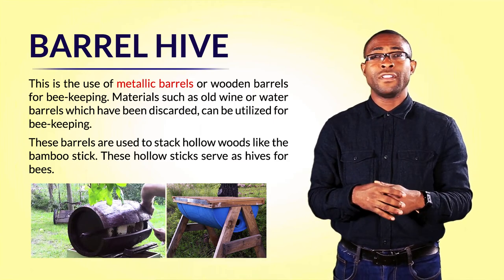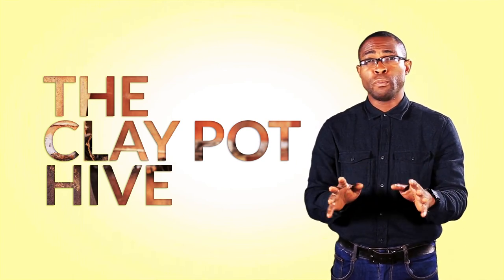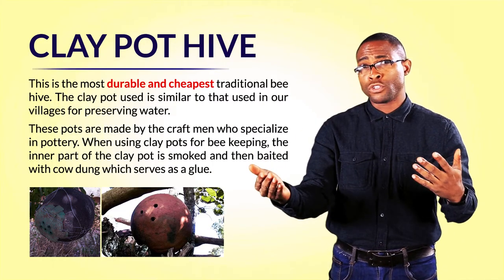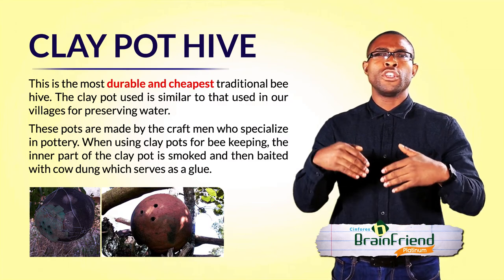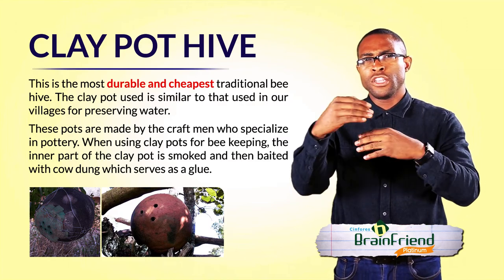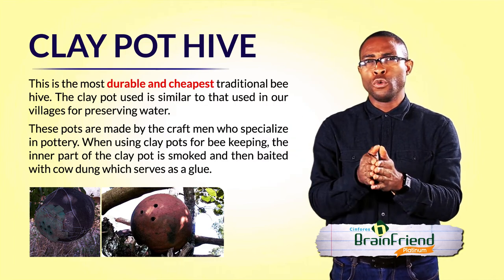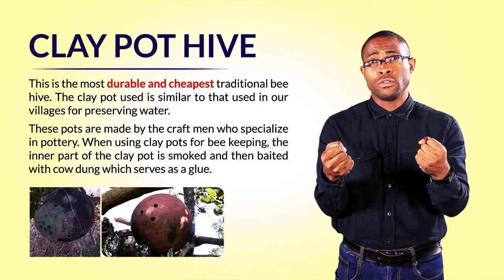Now, going further, we have the clay pot hive. I'm sure you must have seen grandma's clay pot. That's how the clay pot looks like. The clay pot is the most durable and the cheapest among the traditional beehives. How is the clay pot hive made? Now, the clay pot is a normal clay pot we use in the village to cook and then probably put water. But then the beekeeper needs to use cow dung in order to lubricate the clay pot. Why? This is to serve as glue, because when the clay dries up, it cannot attract or hold onto the bees when they come in.